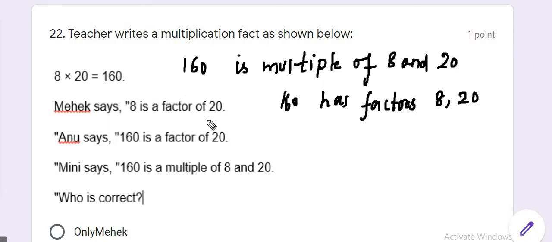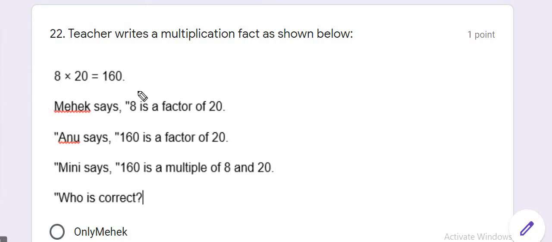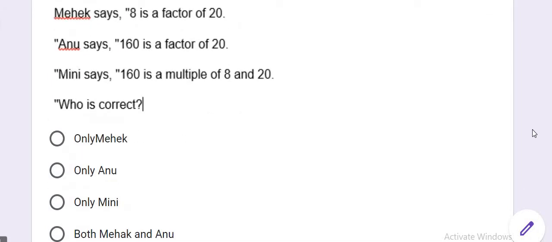Mehak says 8 is a factor of 20, which is wrong. Anu says 160 is a factor of 20, which is also wrong. Mini says 160 is a multiple of 8 and 20. So Mini has stated the correct option, and this option is only Mini, which is option number C. So C is the correct option.